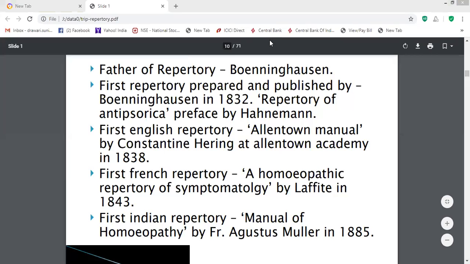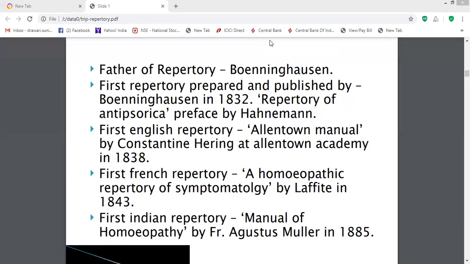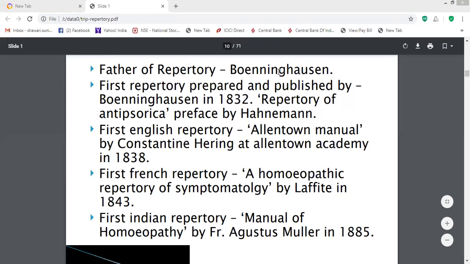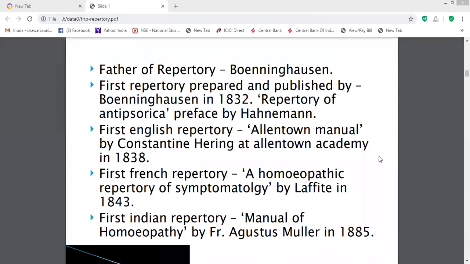So it is called the Allentown Manual. Then the first French repertory, that is a homeopathic repertory of symptomatology by Lafitte in 1843. The first Indian repertory was Manual of Homeopathy by Dr. Muller in 1885.